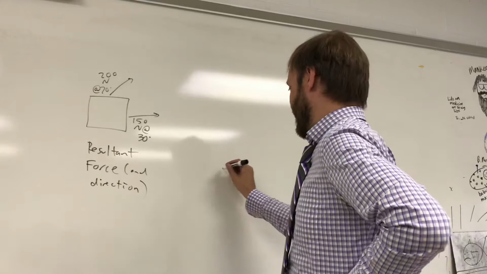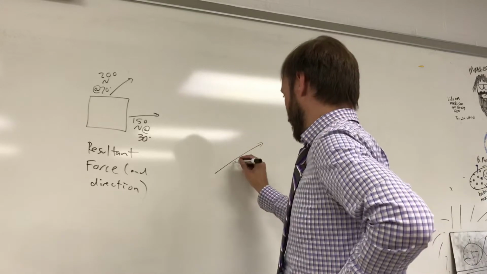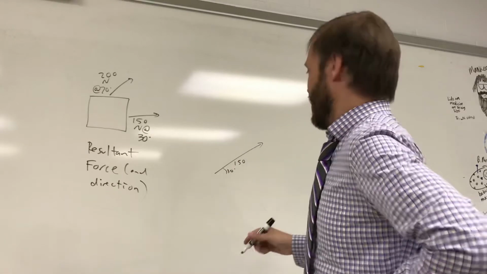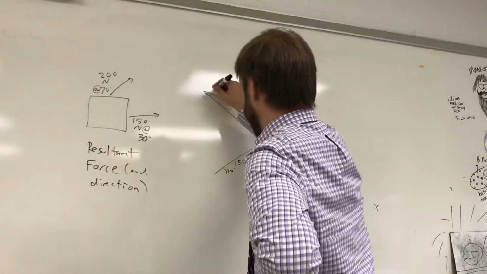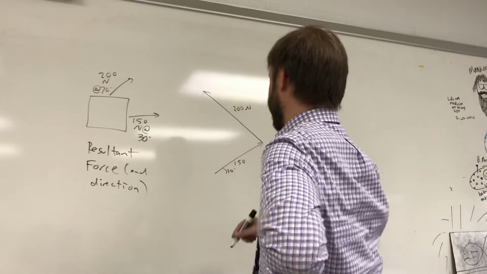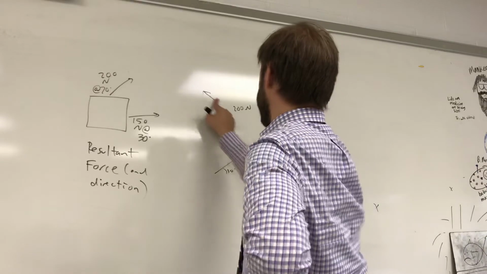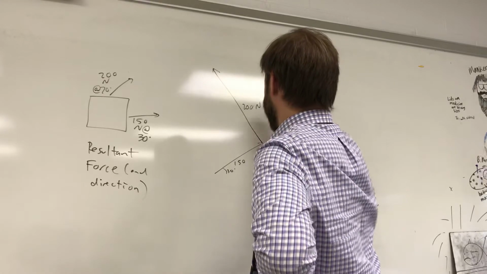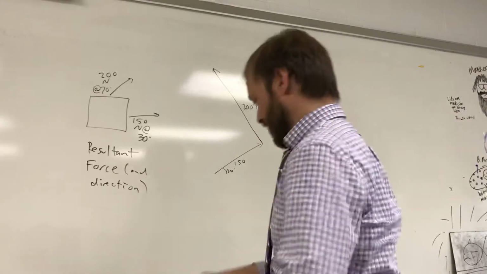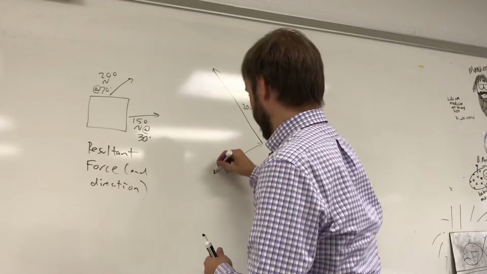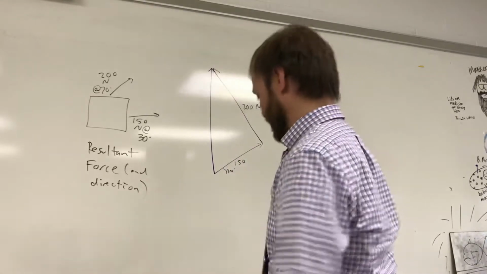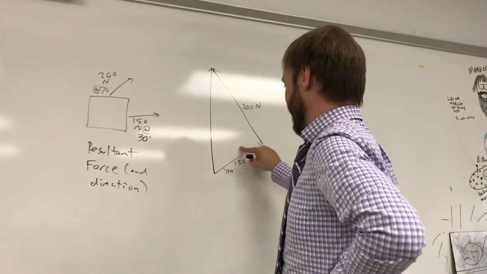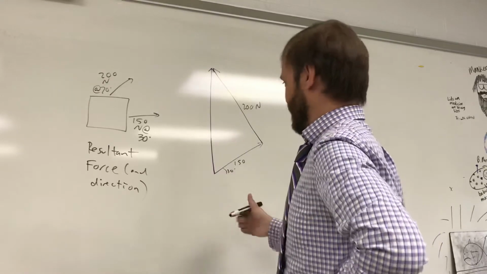So I've got a 150 newton force at a 30-degree angle, and then I've got my 200 newton force at 70 degrees. Actually, I should probably make that a little bit steeper. 200 newtons at 70 degrees. And the resultant force is going to be the force that goes from the tail of one to the head of the other. That's what I'm looking for. Like the previous problem, I'd like to find this angle measure here, and we're trying to find this side length here.